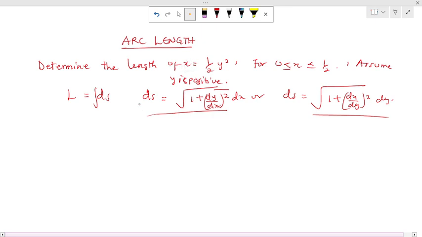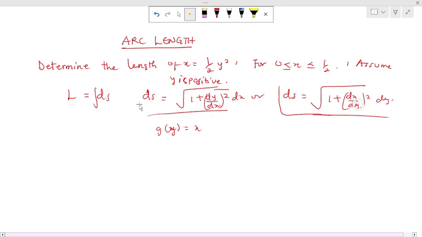But the nature of our function says x is equal to 1 over 2 y squared, which is in the form g of y is equal to x, or x is equal to g of y, a function of y, because we are taking the input of y, meaning y is the independent variable here. Therefore we should go by this formula. Always, all that we need is to choose the ds we want, then look out for the parameters within the ds formula.